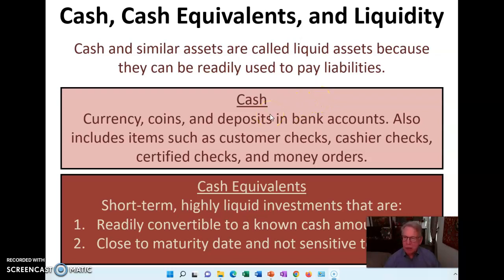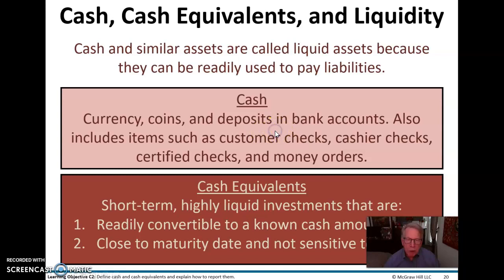Cash. What is cash? Cash is currency, coins, deposits in the bank account, but it can also include cashier's checks, money orders, and customer checks. Often not understood well by new students, these customer checks are considered cash.